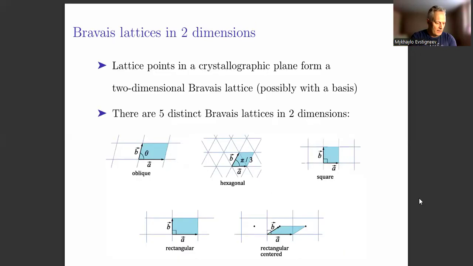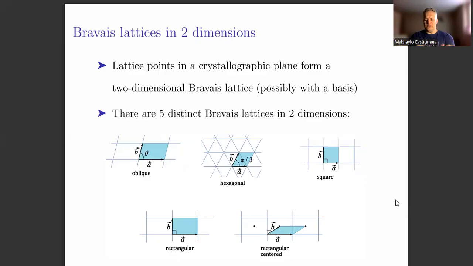Okay. In a crystallographic plane, the lattice points are arranged periodically. They have translation symmetry. They form a Bravais lattice, but that Bravais lattice is a two-dimensional Bravais lattice. So a natural question arises: how many two-dimensional Bravais lattices are there? We already know that in 3 dimensions, there are 14 Bravais lattices. In 2 dimensions, the situation is even simpler. There are only 5 distinct Bravais lattices. Here they are.